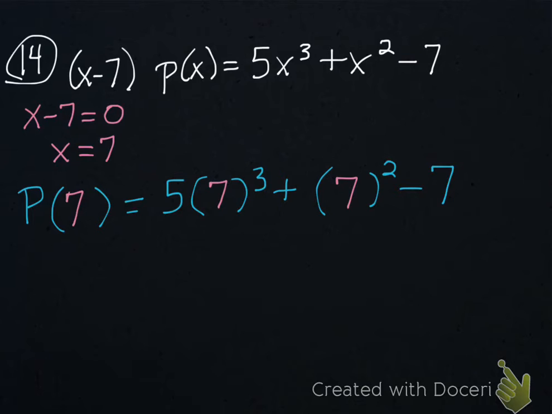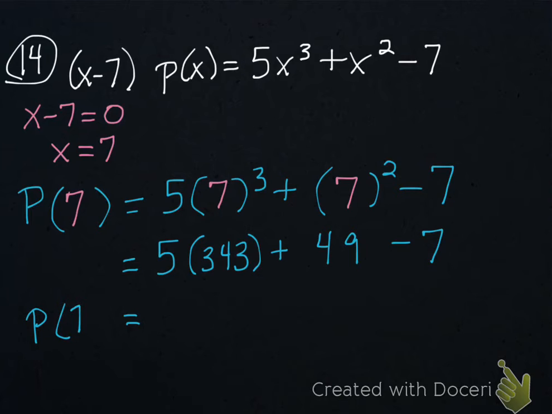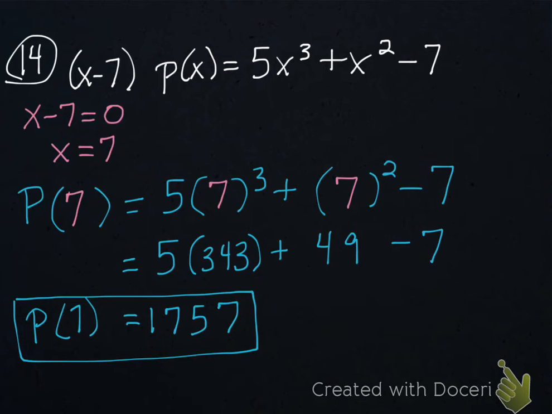Now we get to have crazy fun. Okay, so 7 cubed is 343. So that's going to be 5 times 343. 7 squared is 49, and that's minus 7. I'm pretty sure it's not equal to 0, but just for kicks and giggles, let's calculate it. The p of 7 is equal to 1,757. Definitely not equal to 0.